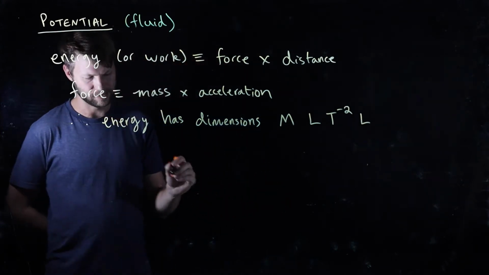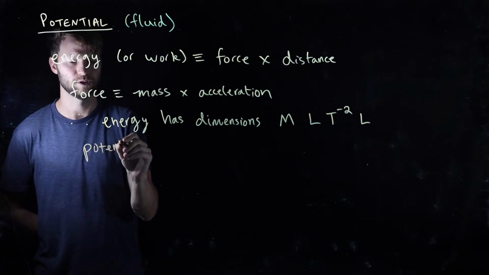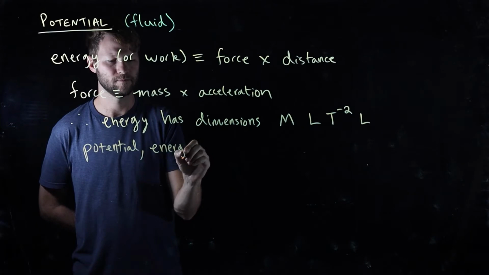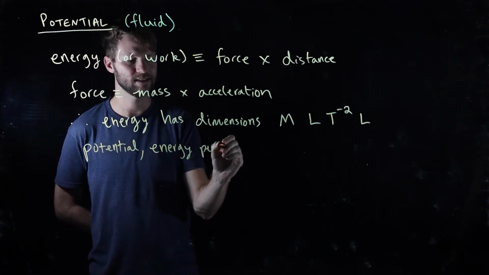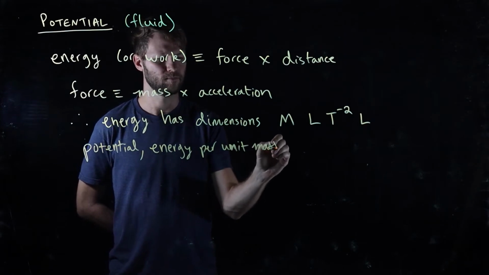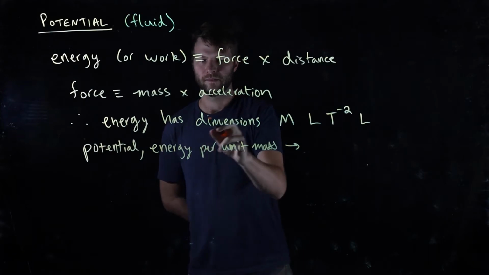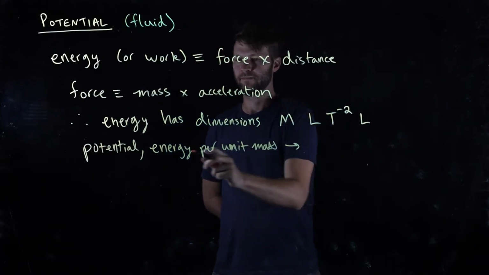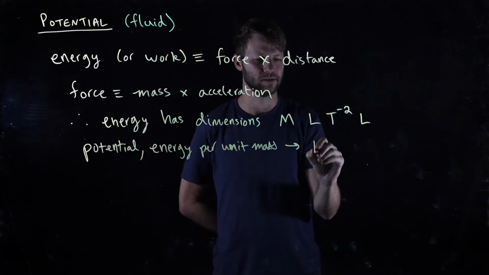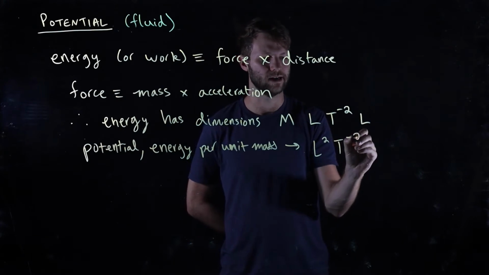Therefore, potential, which we described as the mechanical energy per unit mass, is going to have dimensions of energy per mass. So we'll just be getting rid of this mass term. Length squared per time squared.